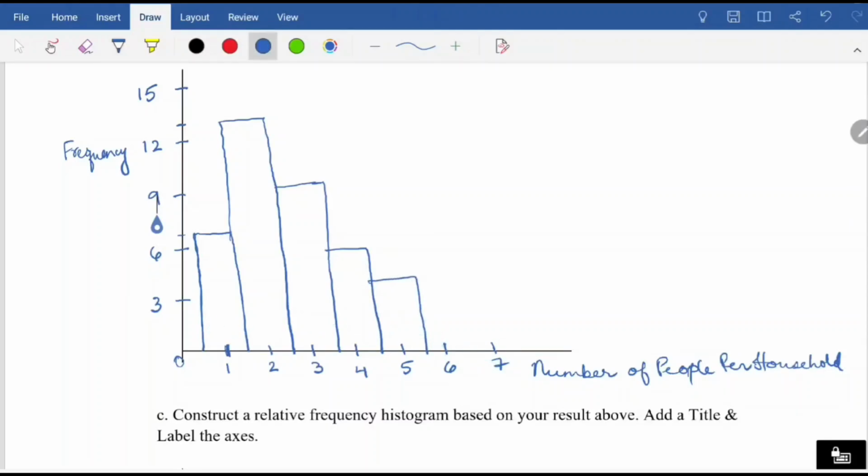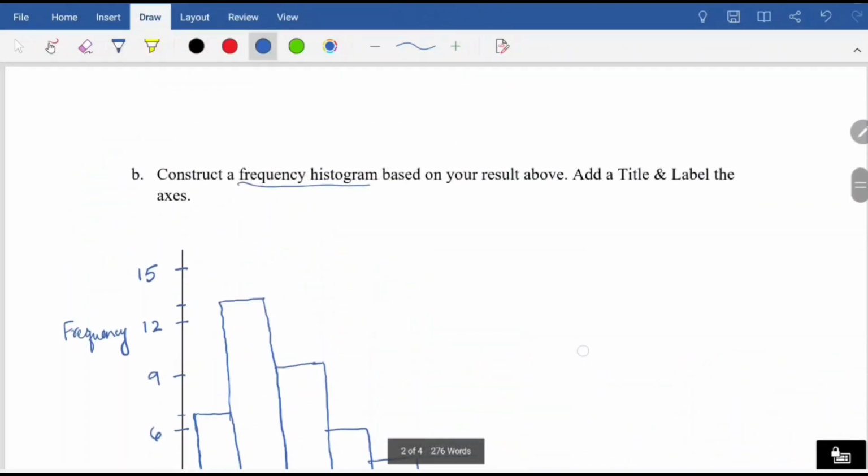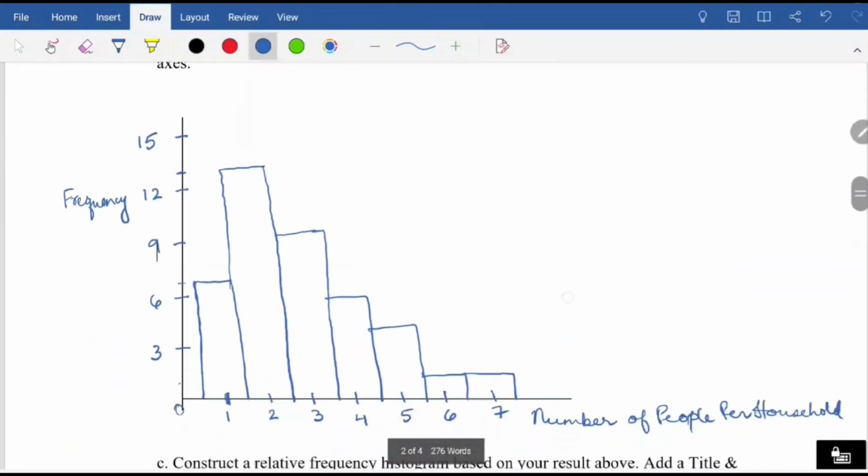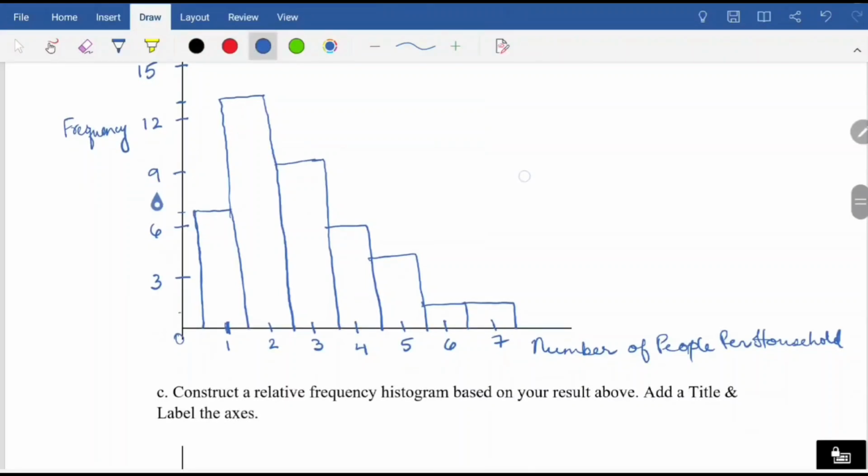And for 6 and 7, it was 1 each. So maybe like this and like this. All right. So here we have our histogram, right? We have our histogram, frequency histogram, based on the table we created for the data on number of people or number of members per household.